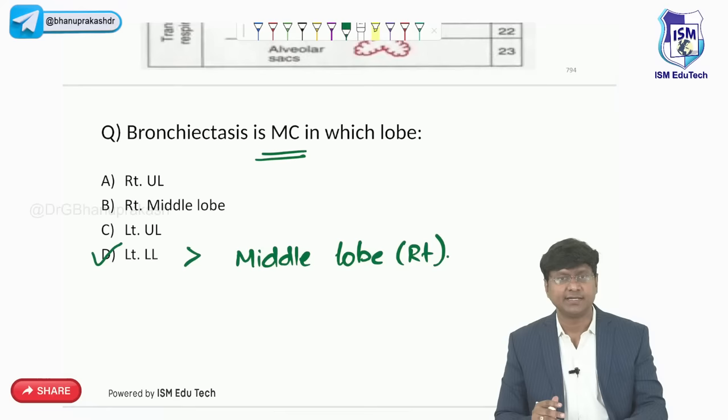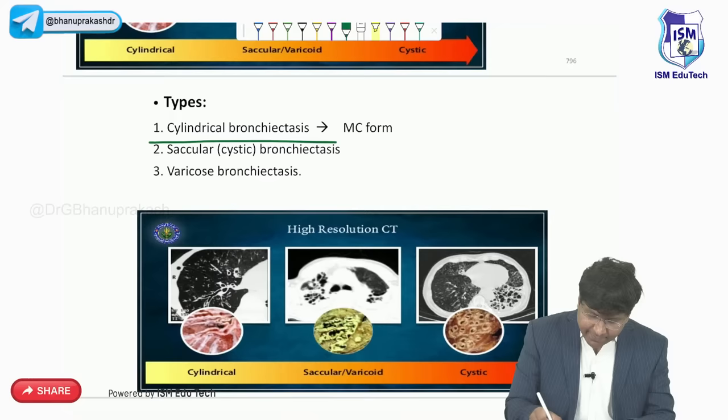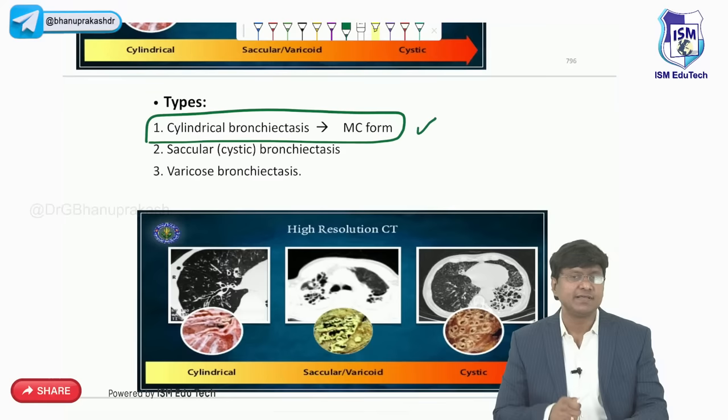And if you take the types of bronchiectasis, we have three important forms. That is cylindrical, saccular or cystic, and then varicose. That is all depending upon the shape of the bronchi, which is abnormally, irreversibly dilated. And which is the most common form? The most common form will be cylindrical bronchiectasis.